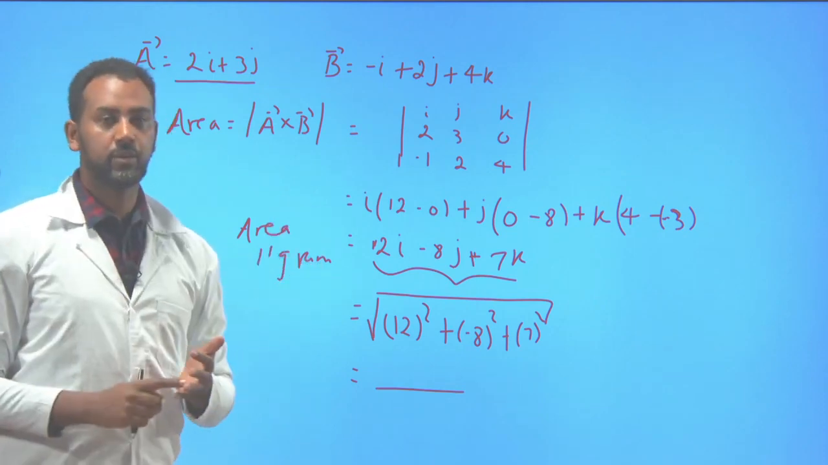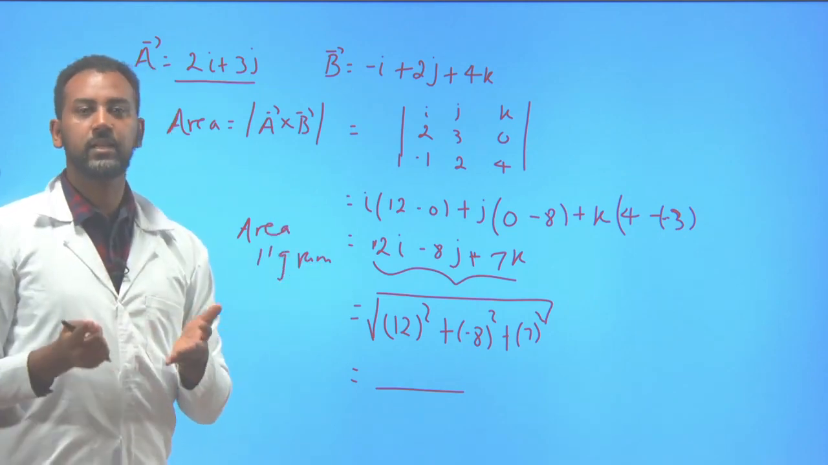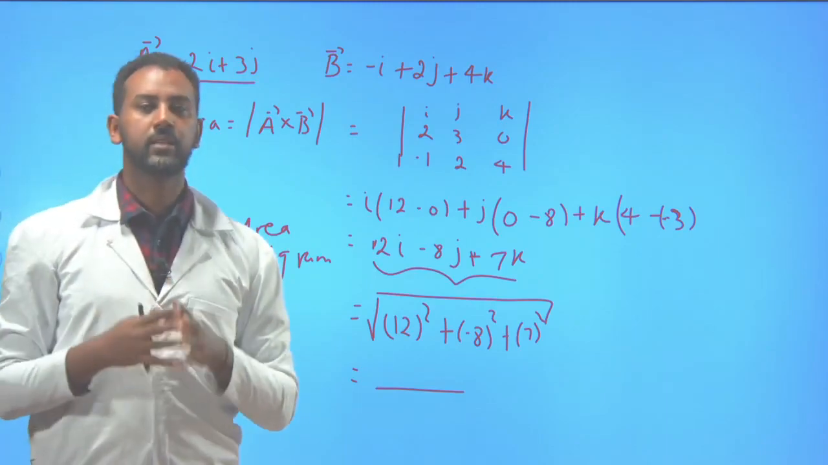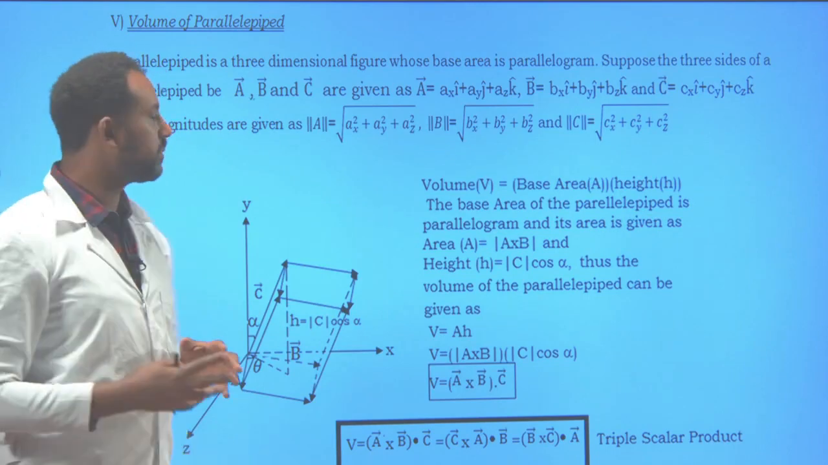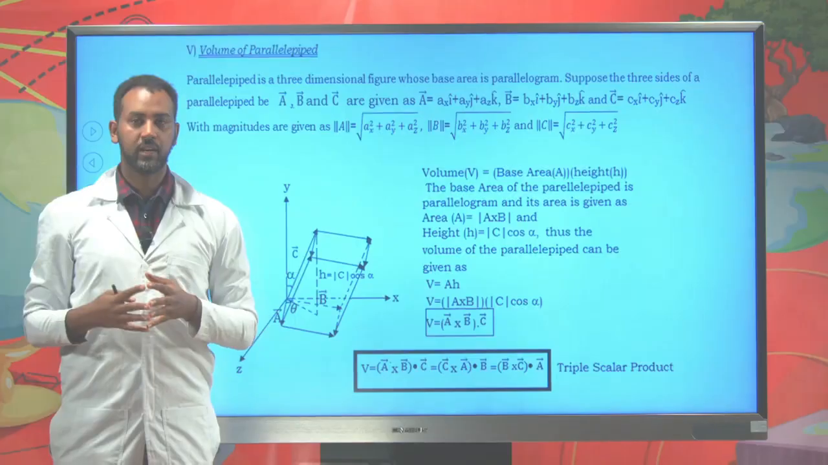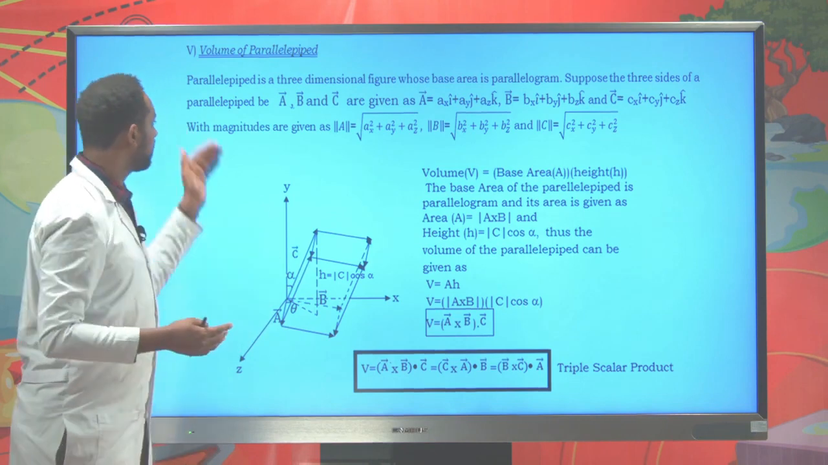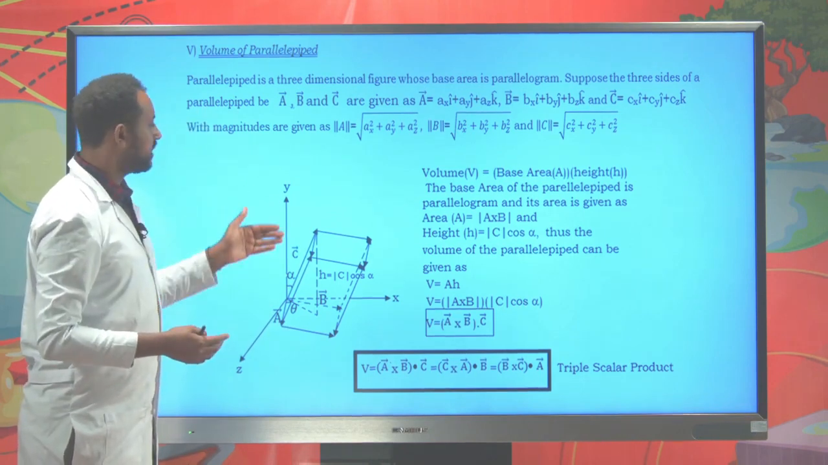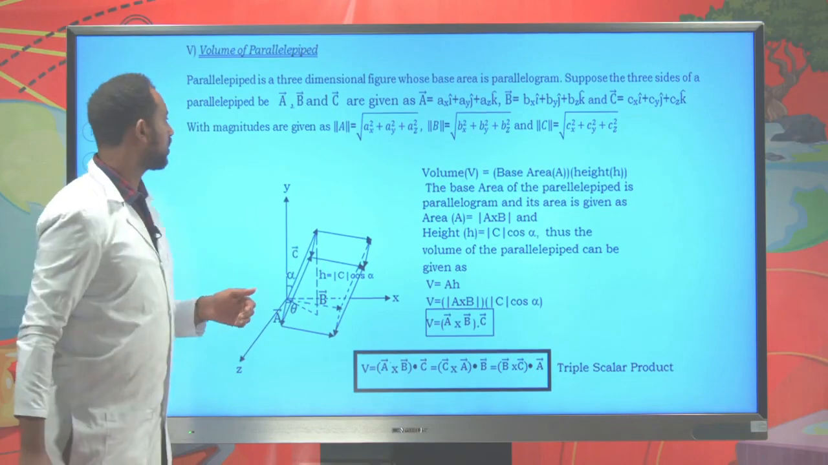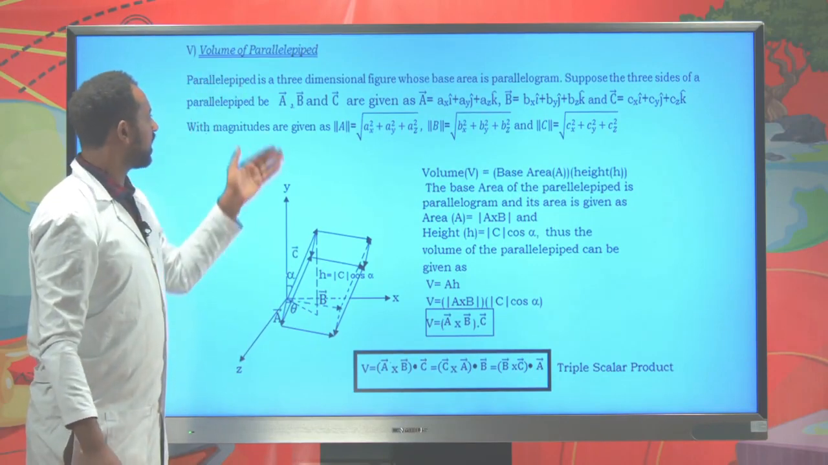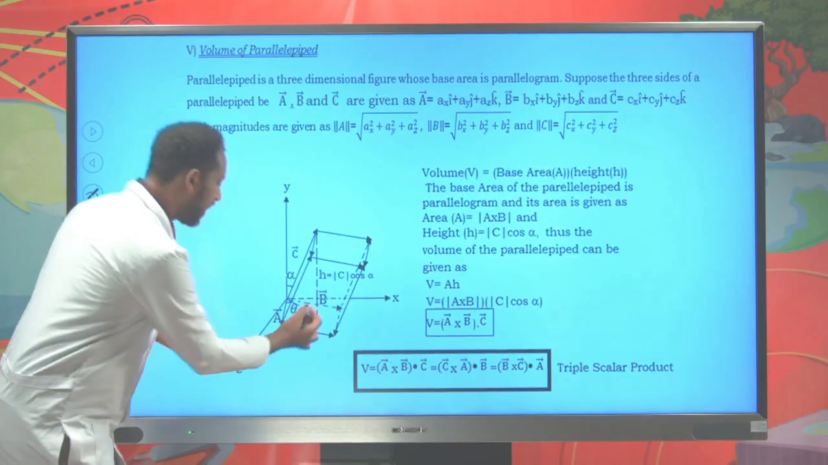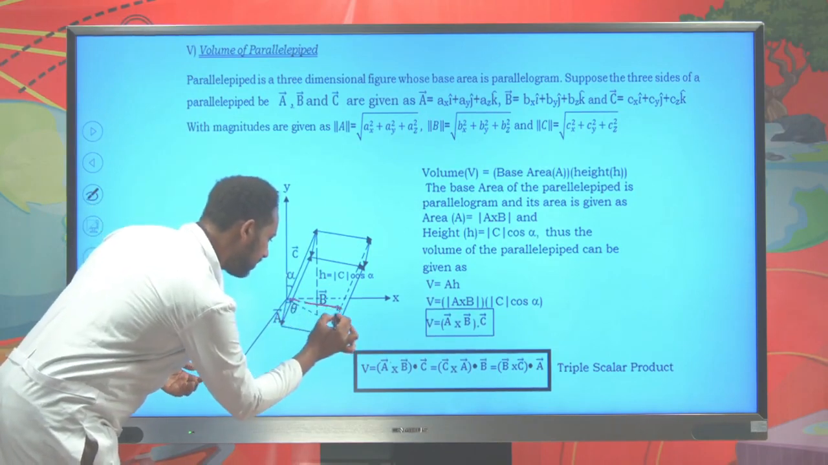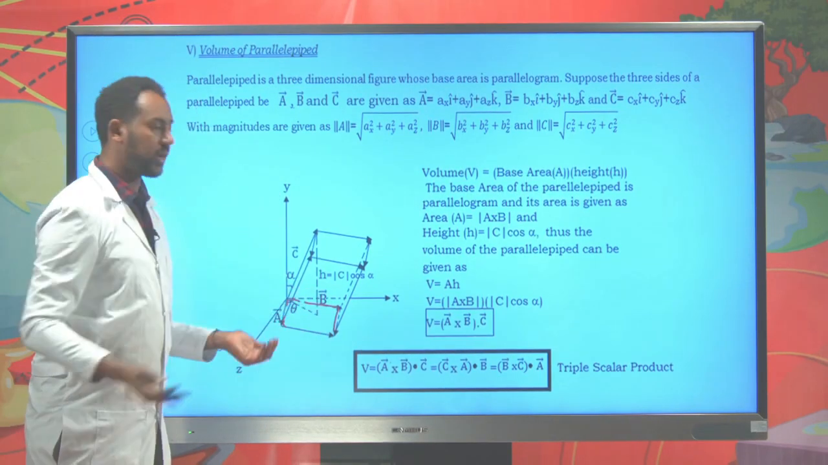So one of the applications of vectors is to find the scalar projection, another is orthogonality of vectors, and another is the area of a parallelogram. And at last, it's possible to find the volume of a parallelepiped. The volume of a parallelepiped can be determined using a vector product. A parallelepiped is a figure whose base is a parallelogram.